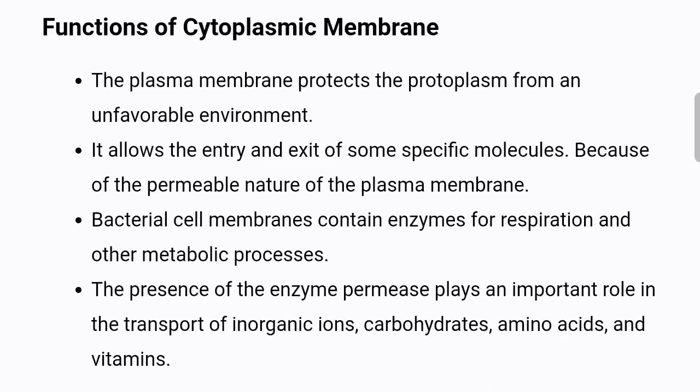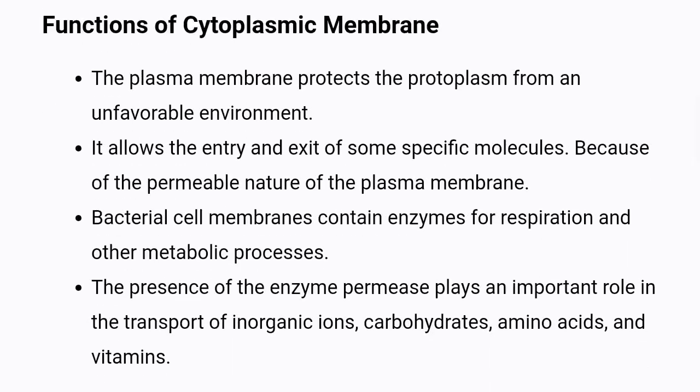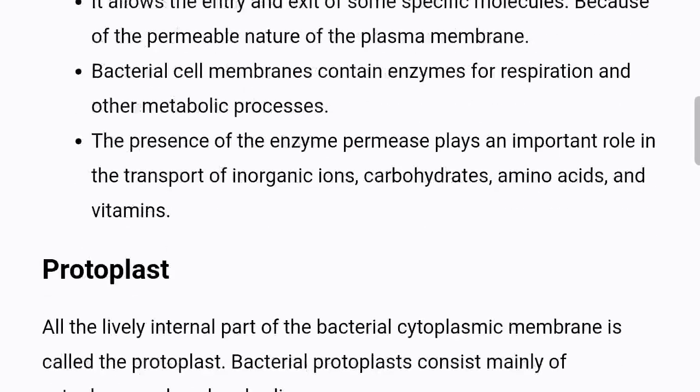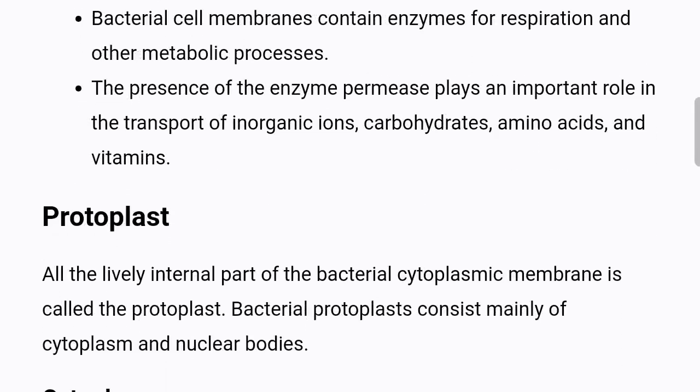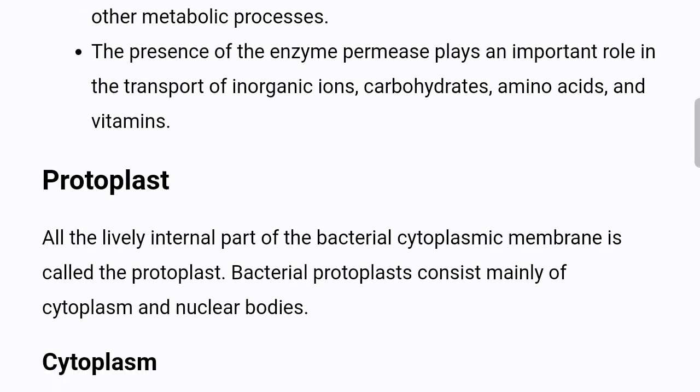Functions of cytoplasmic membrane. The plasma membrane protects the protoplasm from an unfavorable environment. It allows the entry and exit of some specific molecules. Because of the permeable nature of the plasma membrane, bacterial cell membranes contain enzymes for respiration and other metabolic processes. The presence of the enzyme permease plays an important role in the transport of inorganic ions, carbohydrates, amino acids, and vitamins.